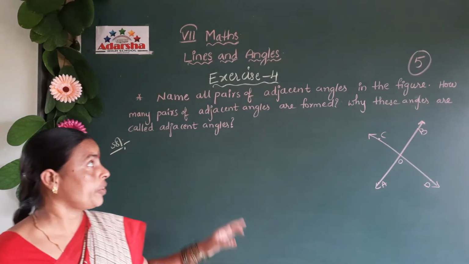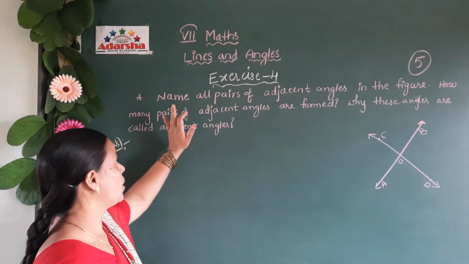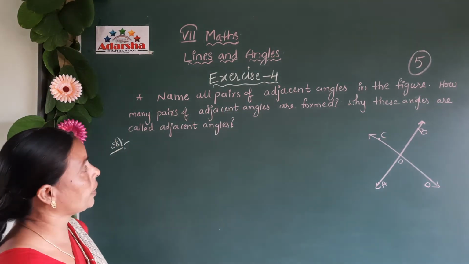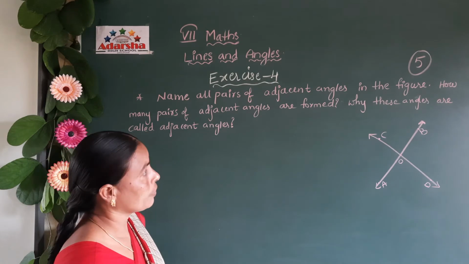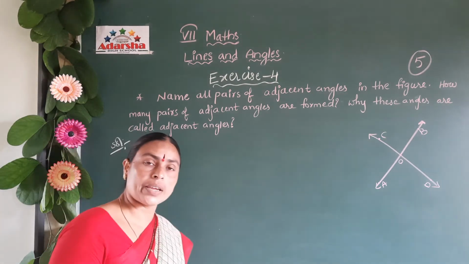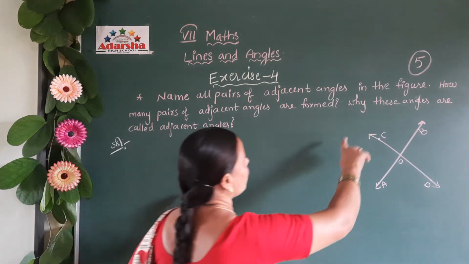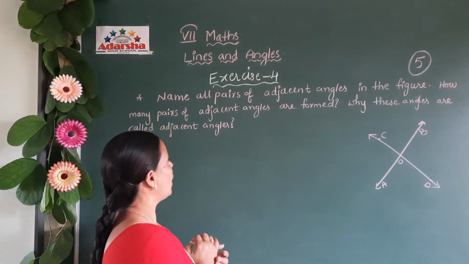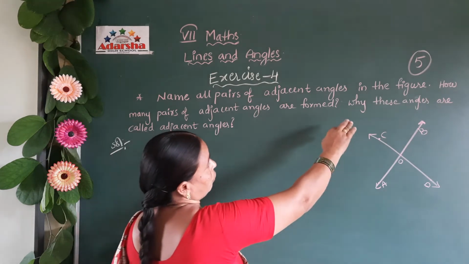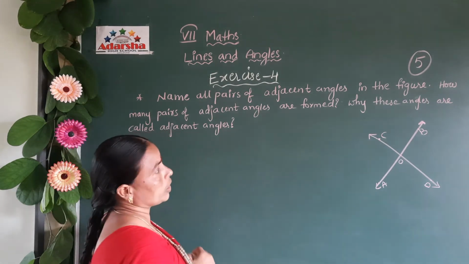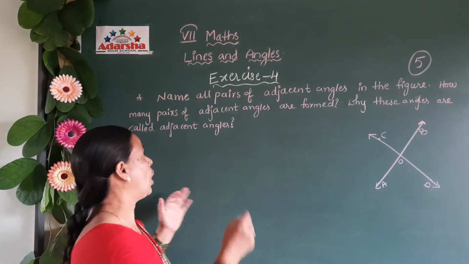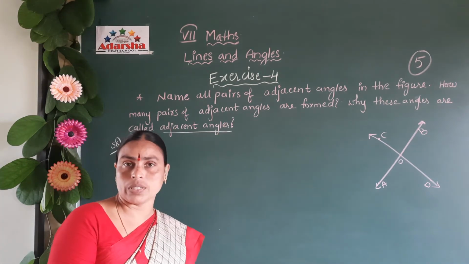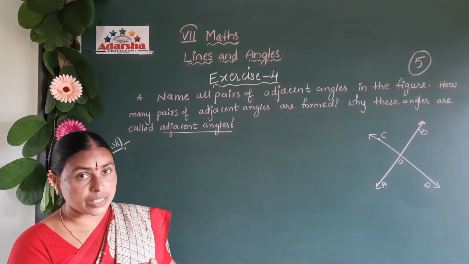Children, from our exercise 4, the question is, name all the pairs of adjacent angles in the figure. How many pairs of adjacent angles are formed? Why are these angles called adjacent angles? You have to write and name them, and say why these angles are called adjacent angles. First of all, you have to know what adjacent angles are. Just before, we have discussed what adjacent angles are.